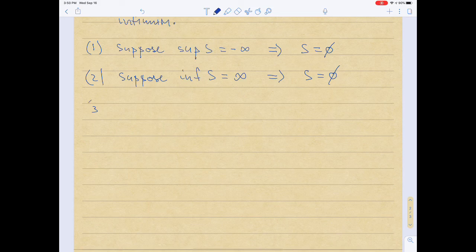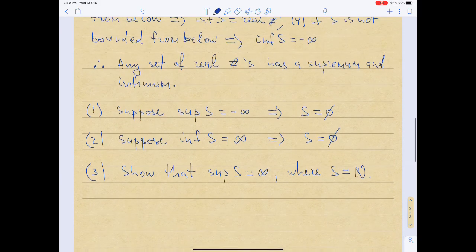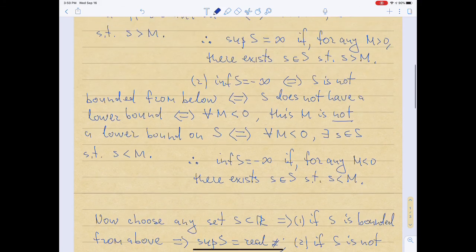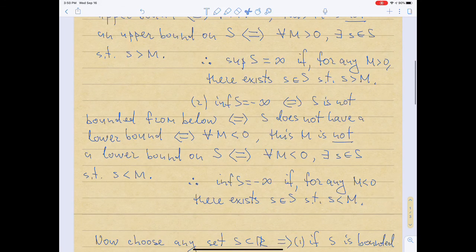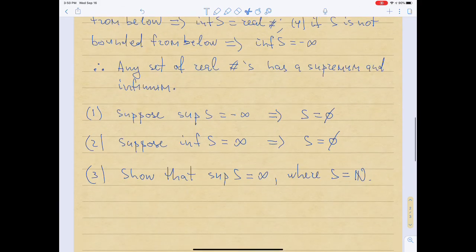Number 3. Let's say I want to show that the supremum of S is equal to infinity, where S is going to be the set of all natural numbers, for example. How do I show that the supremum is infinity? What do I need to do? I need to verify one of these conditions, right? Supremum equal to infinity means that no number can be an upper bound. So let's try to verify that.